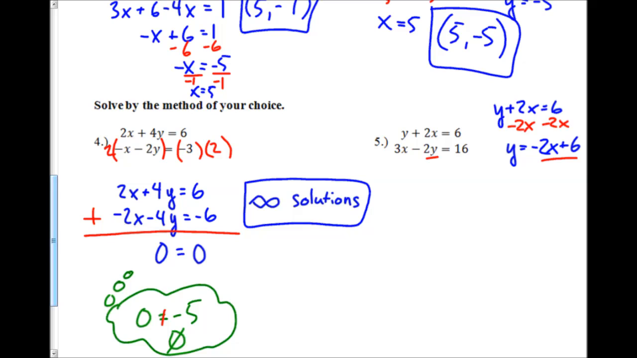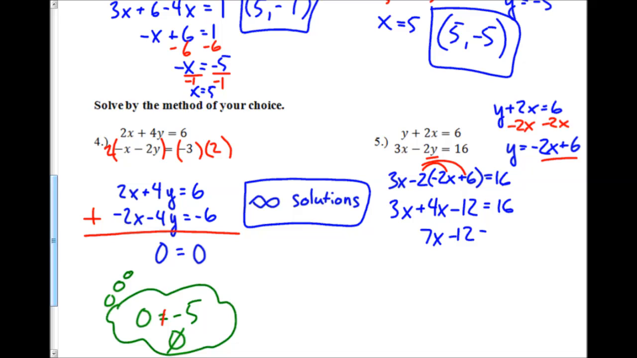So now I'm going to plug that in for y in my other equation. So that's a 3x minus 2 times y, which is the negative 2x plus 6, equals 16. And now I'm just going to simplify. I've got to distribute that negative 2. So I find out that 3x plus 4x minus 12 equals 16. I combine like terms. That's a 7x minus 12 equals 16.